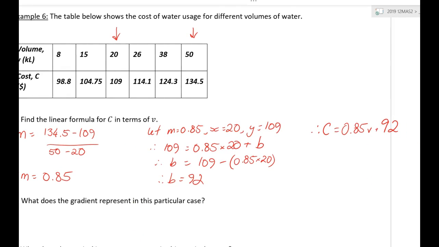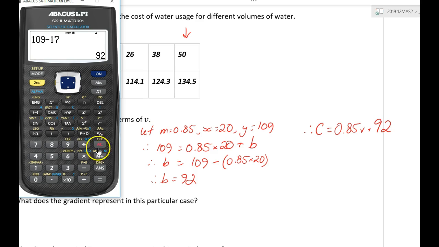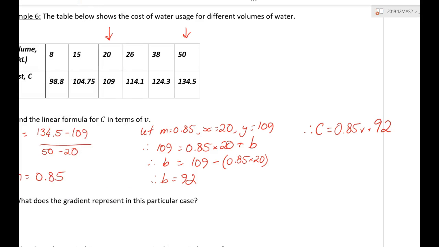Come on, calculator, show me how that works. Hey, calculator, where are you? Here we go. Clear it away. Let's try it with this 38, 124.3. You know, they're sort of fresh numbers. We haven't looked at them before. So let's try 0.85 times my V, that's 38, plus the 92 equals 124.3. Okay, not an infallible check, but pretty good.